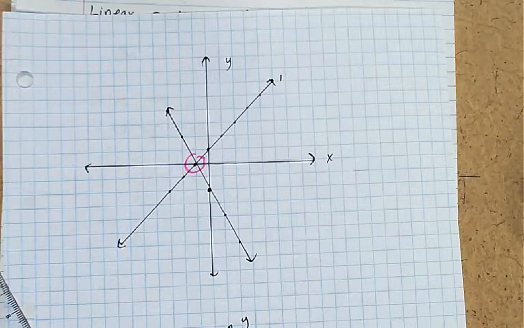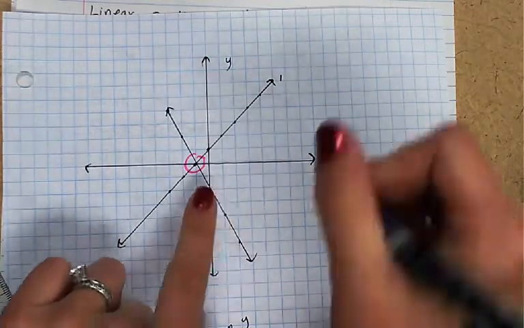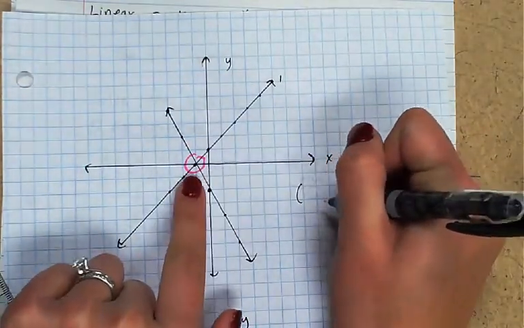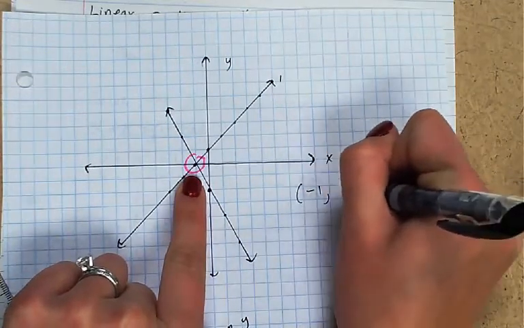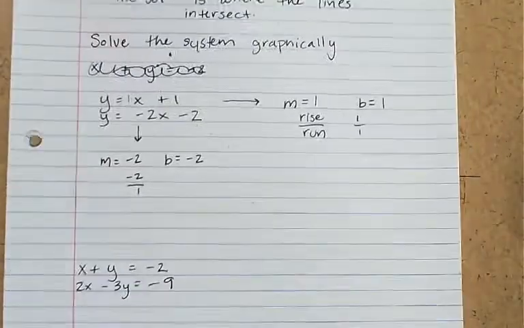So that's our solution. Now, the solutions to systems are always ordered pairs because they're always equations of lines. So the way that I would write my answer is the solution here, it just goes to the left one. So that's negative 1, 0, because it didn't go up or down any. Okay, let's do one more.